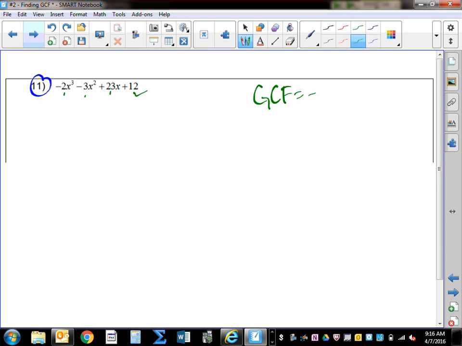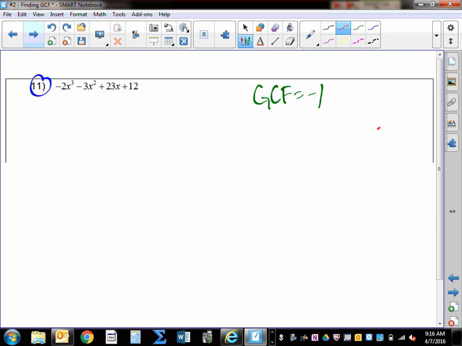So, can 2 go into 12? Does 2 go into 23? No. So, what has to be my GCF with the numbers? 1. Good. Pick 1. Do they all have x's? No! You think they do at first, but who's missing their x? 12. So, can we take out an x? No. So, there's no x's I can take out. So, my GCF is just negative 1.